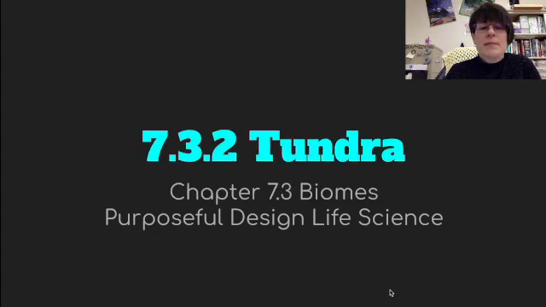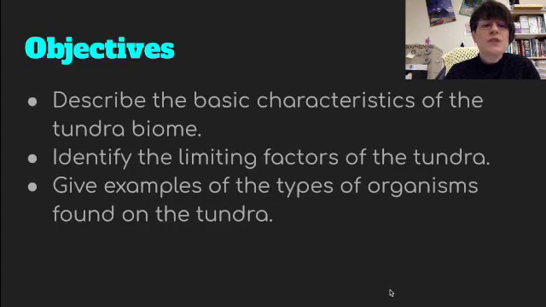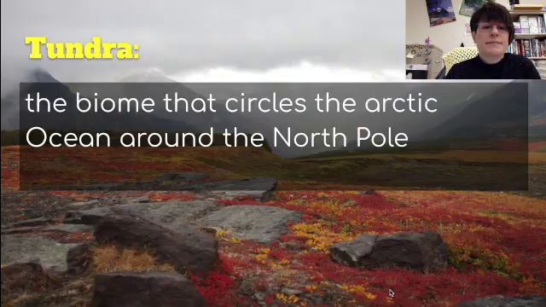Today we're going to talk about Section 7.3.2 on the tundra. So our objectives are to describe the basic characteristics of the tundra biome, identify the limiting factors of the tundra, and give examples of the types of organisms found on the tundra.